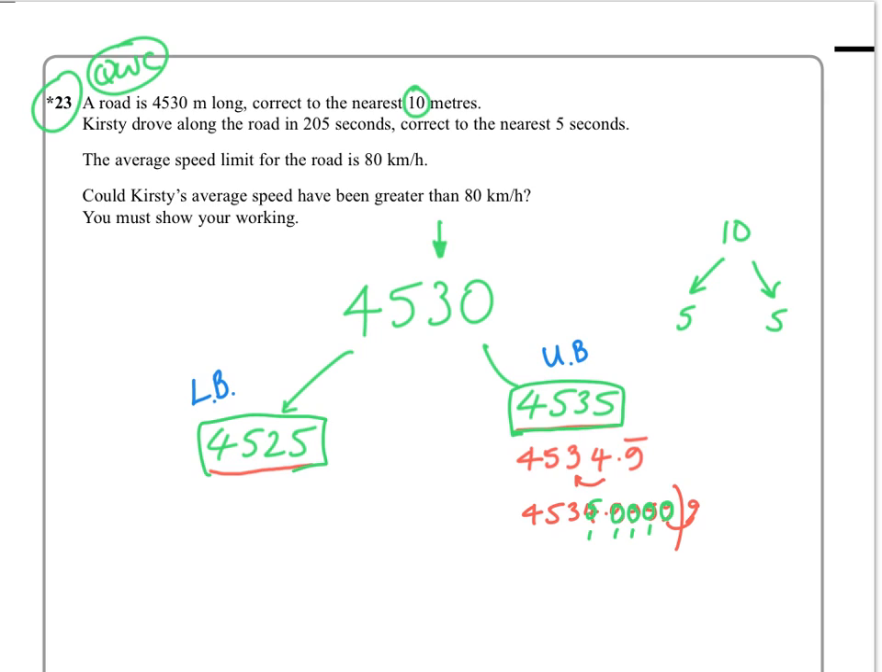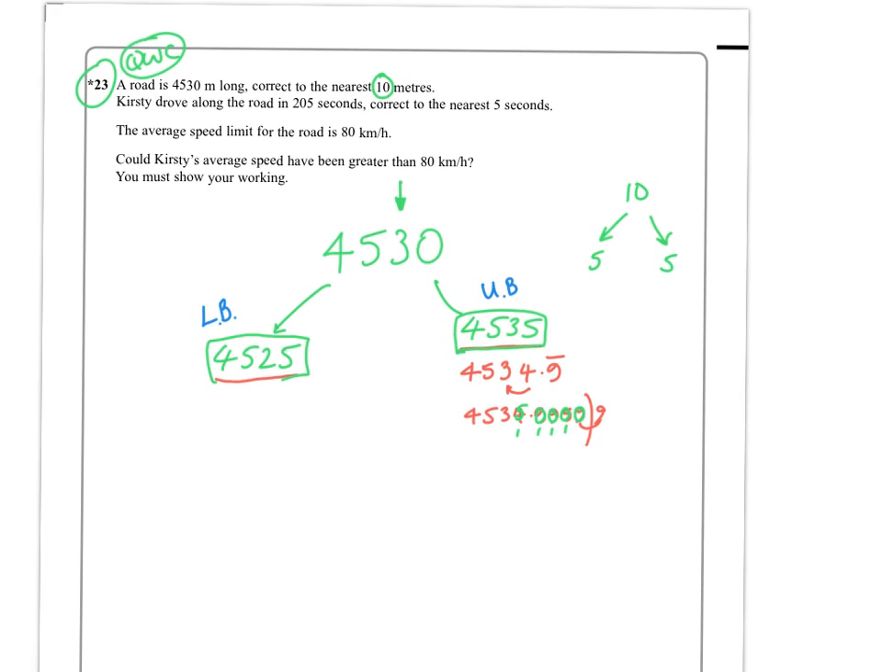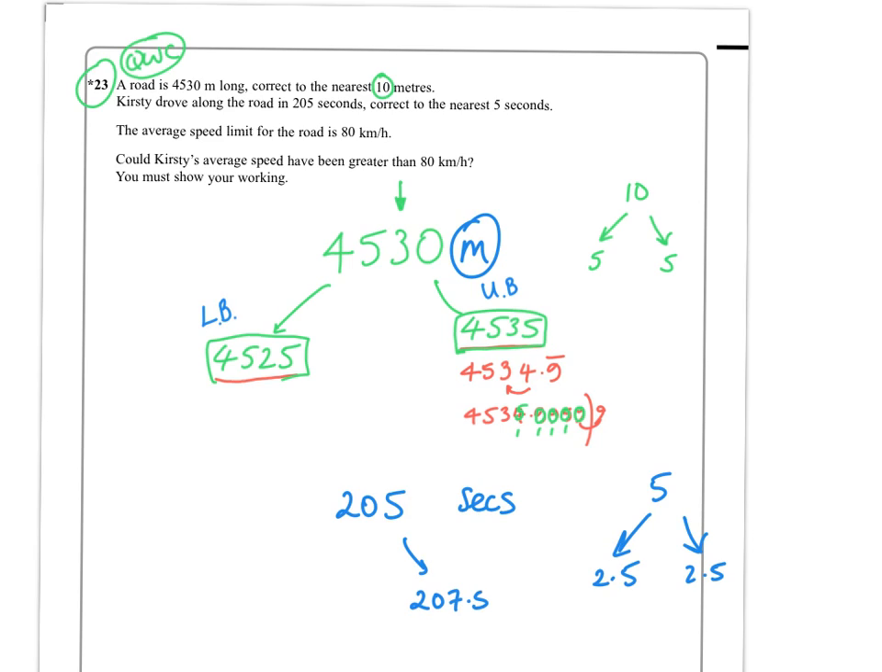Kirsty drove along the road in 205 seconds to the nearest 5 seconds. So this is in meters here, so let's write that in meters, and then we've got seconds now. So if we have 205 seconds to the nearest 5, remember what I said, split it in half, and then you add 2.5, so you get 207.5, take 2.5, 202.5, and that's your lower bound for the time taken, and this is the upper bound.